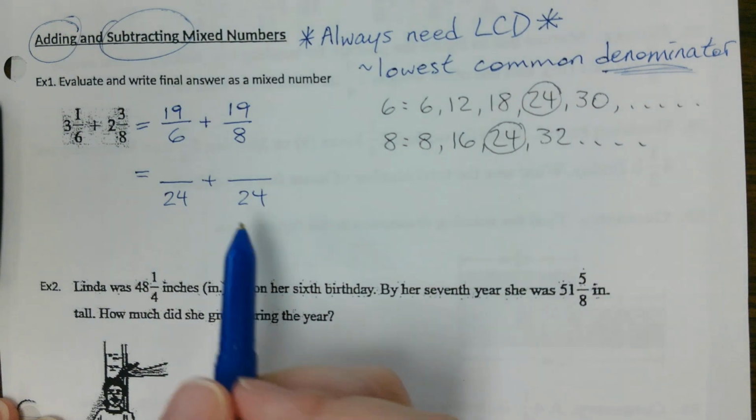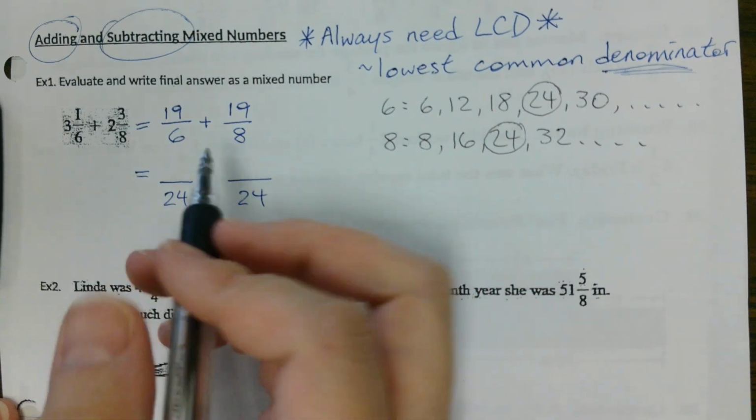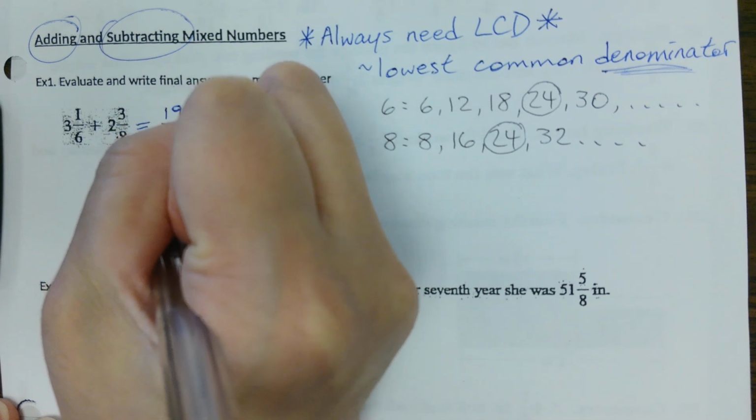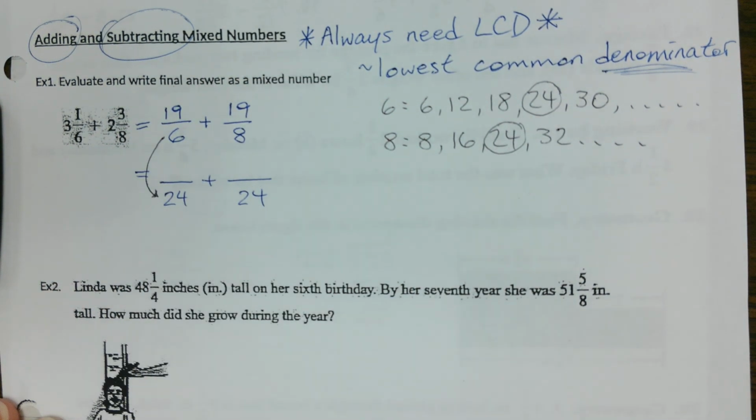Okay. So I can't just change the 6 to 24. So what? 6 times what would give you 24? Harry?